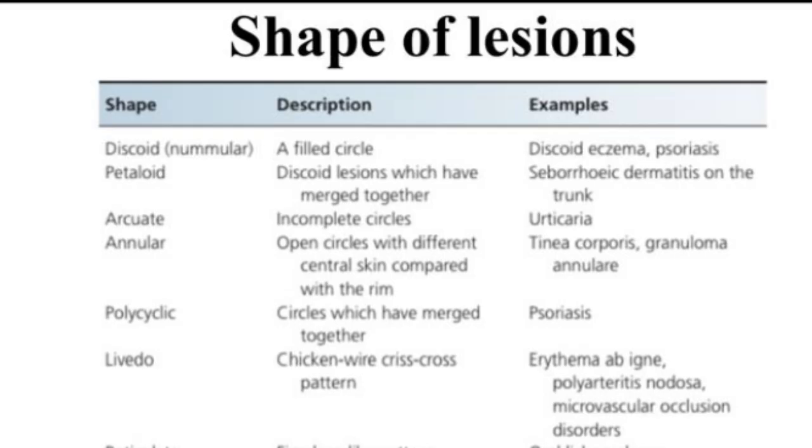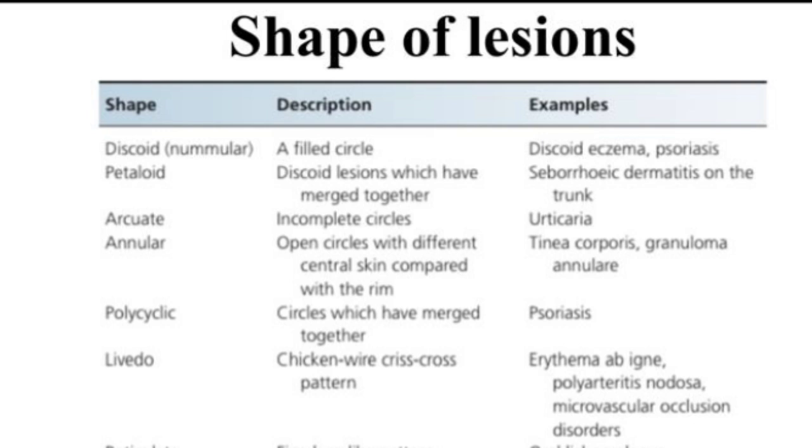Then coming to the shape, lesions can show different shapes like discoid, petaloid, arcuate, annular, polycyclic, livedo, reticulate, target, stellate, digitate, linear, serpiginous or whorled. So discoid is a filled circle as seen in discoid eczema, DLE, etc. Petaloid lesions are discoid lesions which have merged together like in seborrheic dermatitis of the trunk. Arcuate lesions are incomplete circles as seen in urticaria.